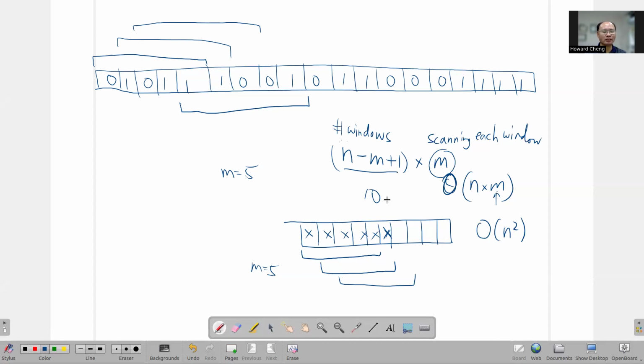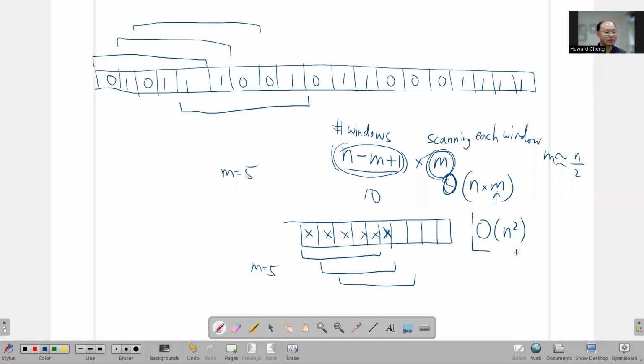Now you might say, well, if m is this big, then actually n minus m plus 1 is small. If m is actually n, then this is not many windows. The worst case, for what value of m is this value the biggest, is actually about n over 2. In that case, the first part is about n over 2, the second part is about n over 2, so it's n squared over 4. But if we're talking about big O, then it's n squared anyway.